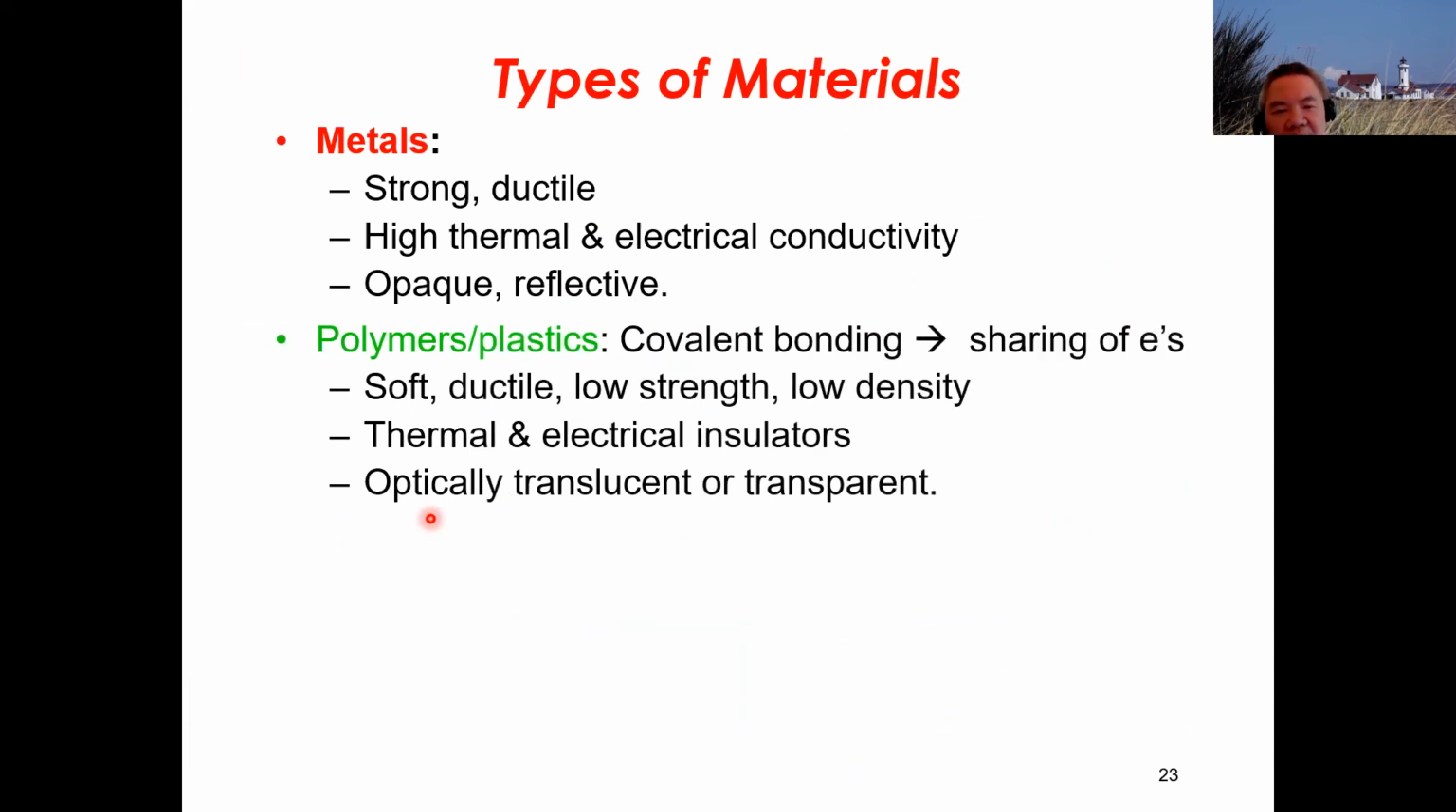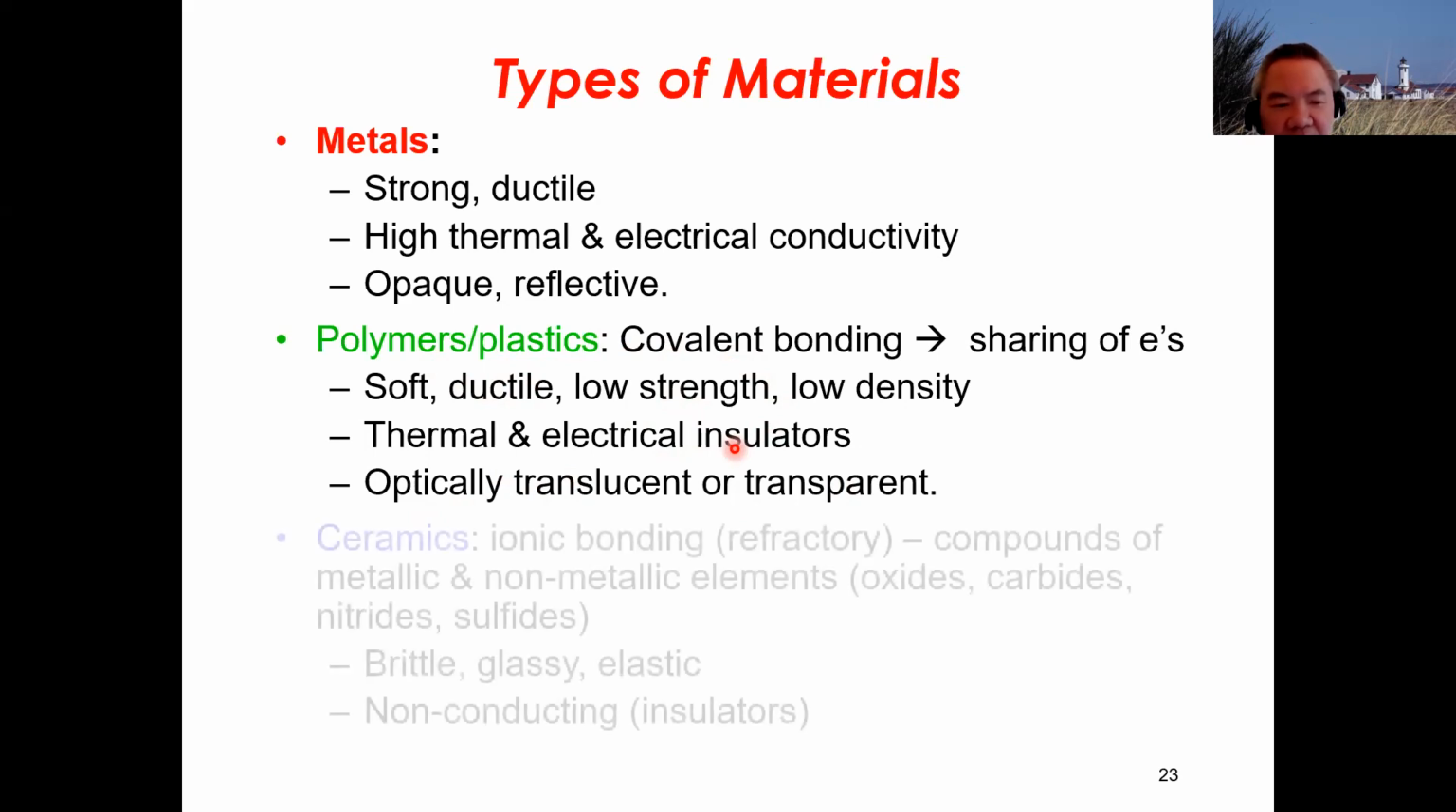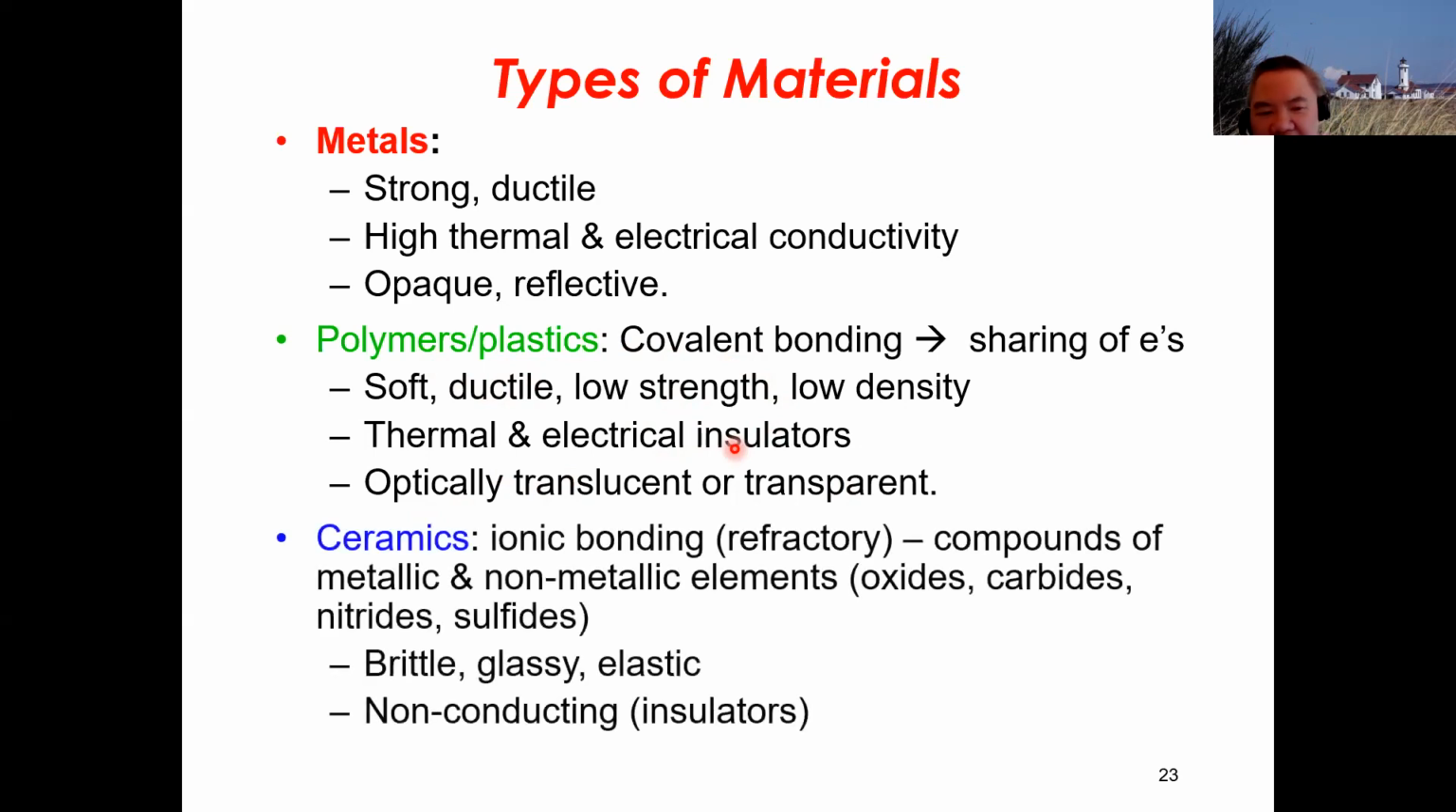You have polymers and plastics, where we have things like covalent bonding, which essentially means a sharing of electrons. And the very fact of that means that the polymers and plastics are going to be soft and ductile, low strength, low density. And these include things like thermal and electrical insulators. They can be optically translucent and optically transparent as well. And then you have ceramics, which are, say, ionic bondings. You have compounds of metal and non-metallic elements, oxides, carbides, nitrides, sulfides, etc.